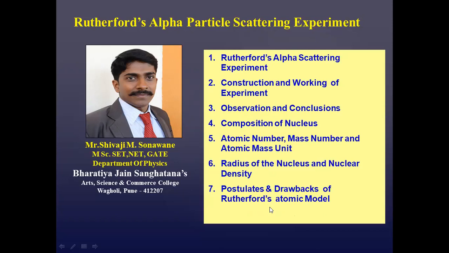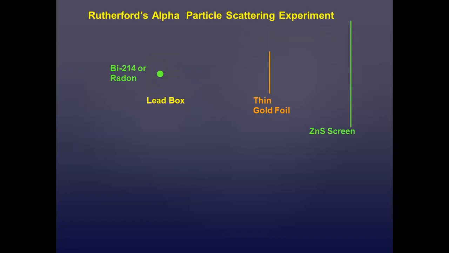In 1911, Rutherford proposed a new model of atom based on the alpha particle scattering experiment. In this experiment, fast moving alpha particles of energy 5.5 mega electron volt from a bismuth radioactive source are incident on a thin gold foil. The thickness of the gold foil is nearly 2.1 into 10 raised to minus 7 meter. The speed of the alpha particle is very high.